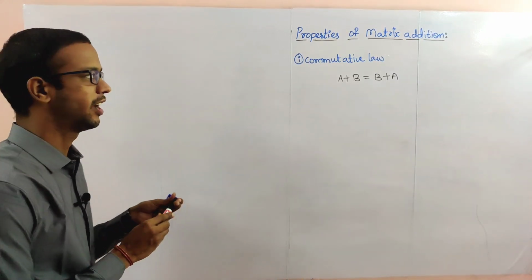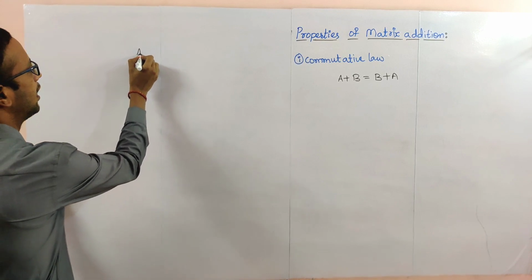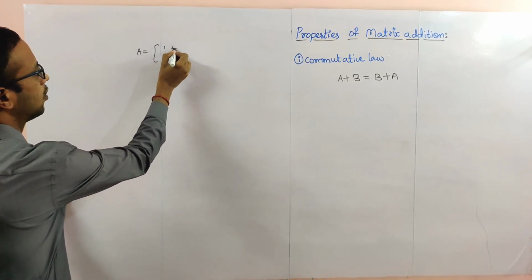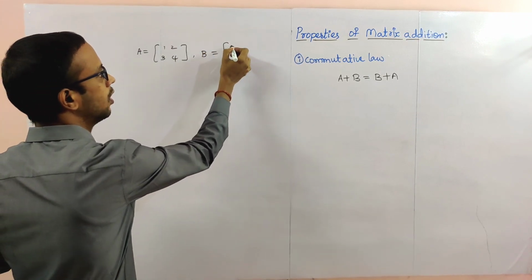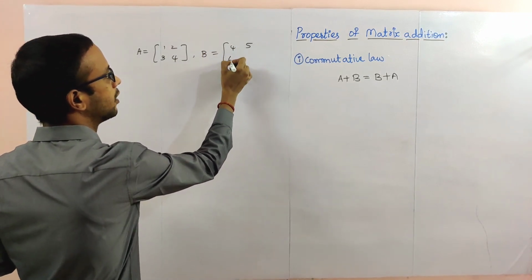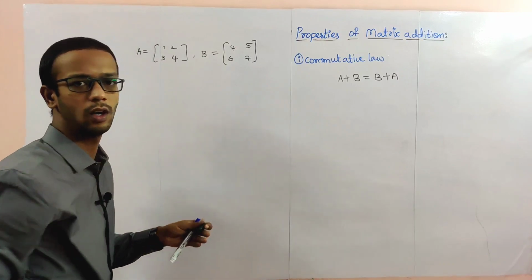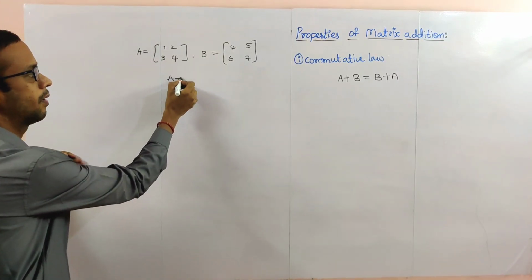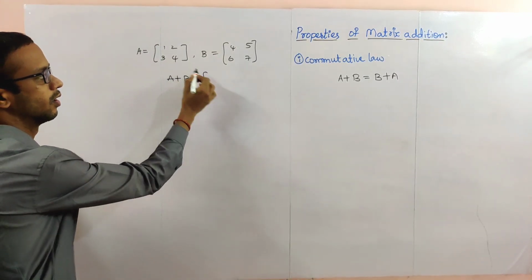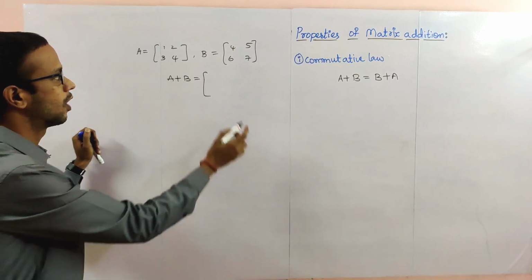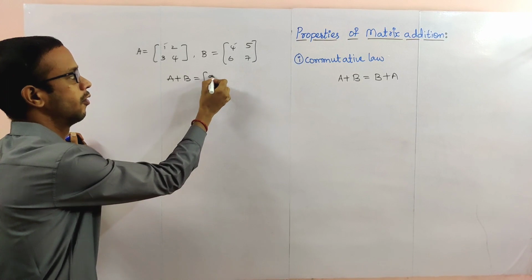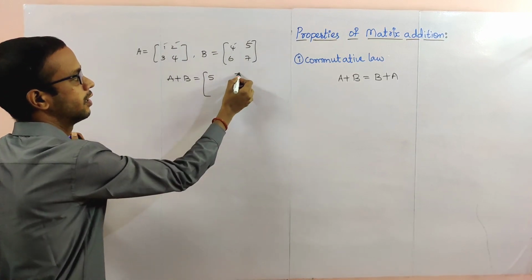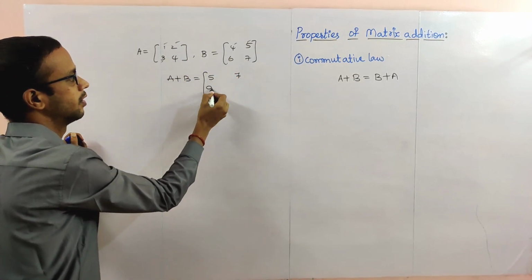One example we'll take here. A is equal to 1, 2, 3, 4 and B is equal to 4, 5, 6, 7. So now do the addition. A plus B is equal to: same order is there first, so corresponding elements addition. Directly I am doing 1 plus 4 is 5, 2 plus 5 is 7, 3 plus 6 is 9.